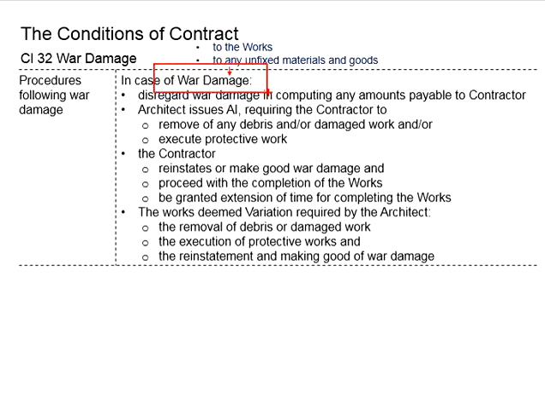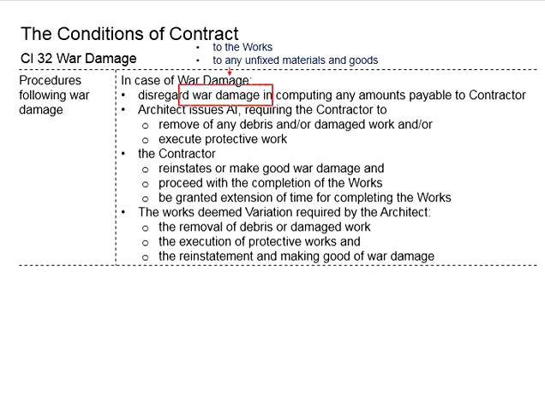Now there is damage due to the war. The architect will issue architect instructions requiring the contractor to remove any debris of any damaged work and also execute protective works. The debris is the leftover due to the damage of the war. The contractor will need to remove it. The damaged work, the contractor will also be removing it. And for the remaining work, the contractor will have to do some protective measures in order to prevent further damage as a result of this war damage. And then the contractor will have to reinstate and make good of the war damage.